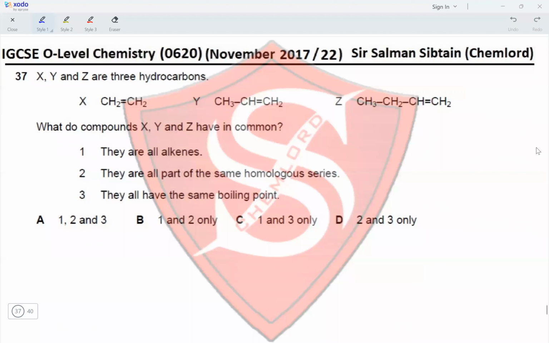Question 37. X, Y, and Z are three hydrocarbons. So all three of them are alkenes. What do compound X, Y, and Z have in common? They are all alkenes. Yes. They are all part of the same homologous series. Because they are alkenes, they have to be part of the same homologous series. They all have the same boiling point? No. The boiling point depends on the Mr of the compound. X is the smallest compound. It would have the lowest Mr, followed by Y, and the highest Mr would be that of Z, so it would have the highest boiling point. So this is incorrect. Since statements 1 and 2 are correct, option B is the correct option for this question.